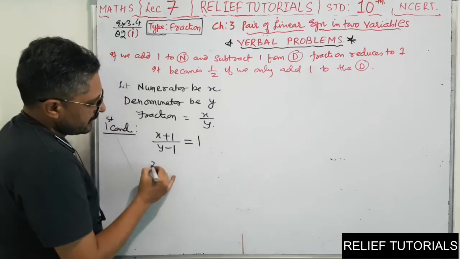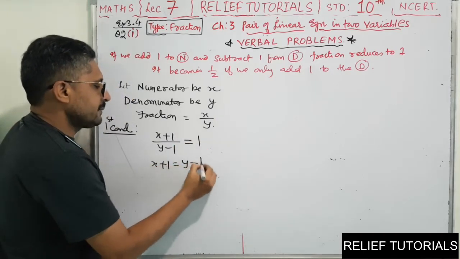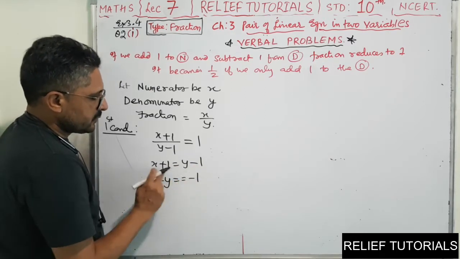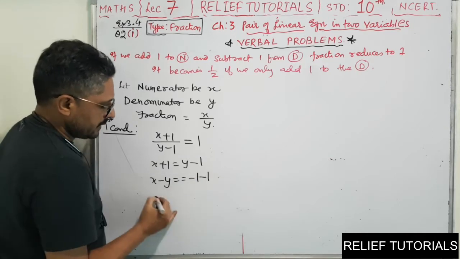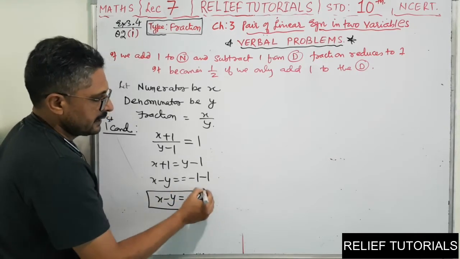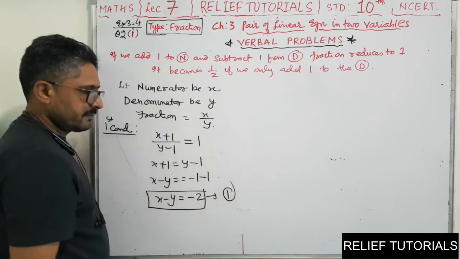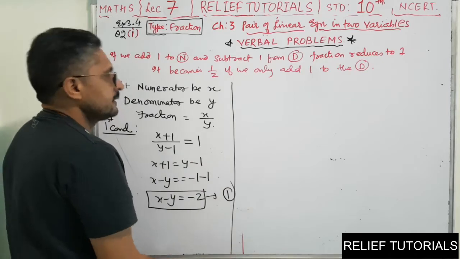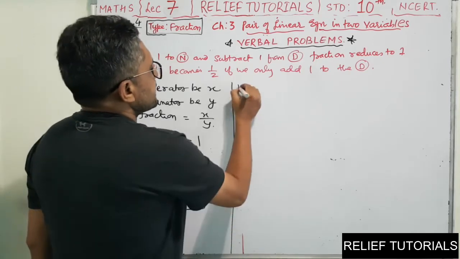This is the case. So x plus 1 is equal to y minus 1. So x minus y is equal to minus 1, this plus 1 goes there, so minus 1. So x minus y is equal to minus 2. This is our equation 1. Clear?